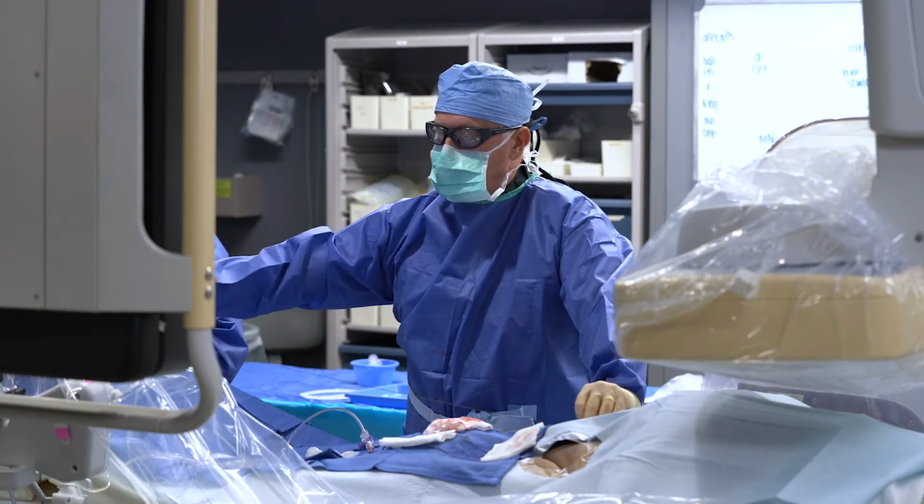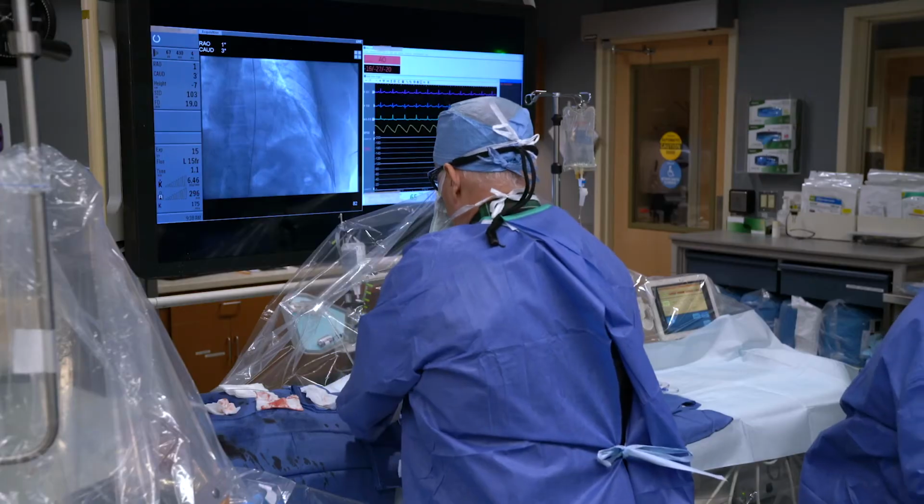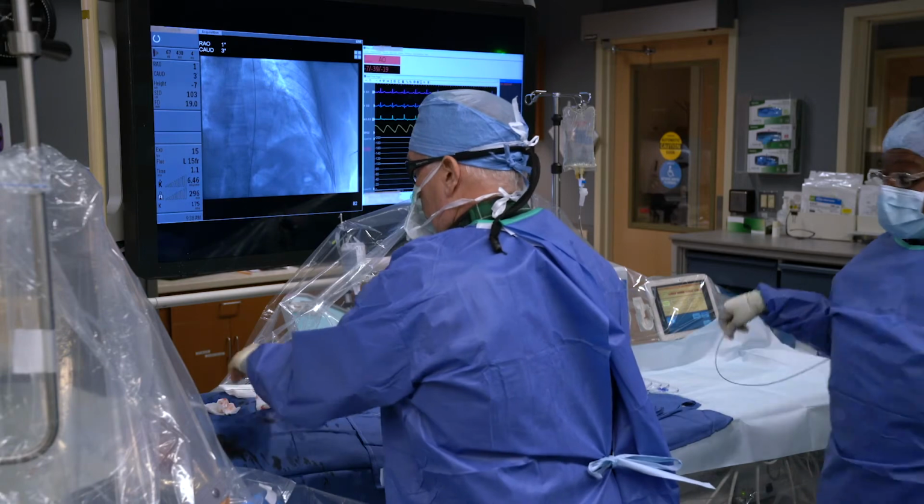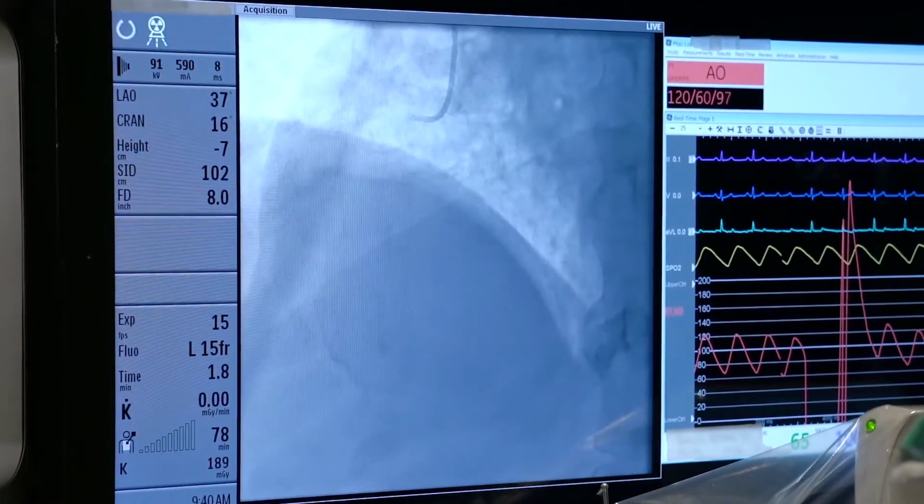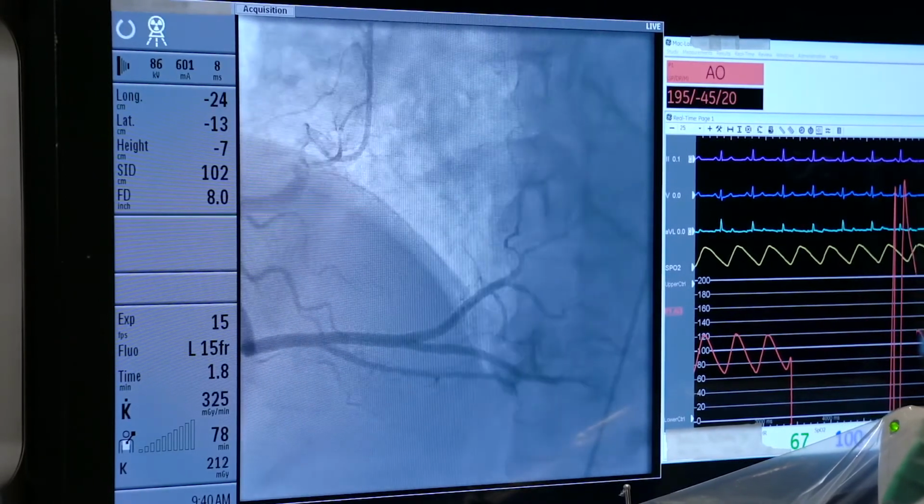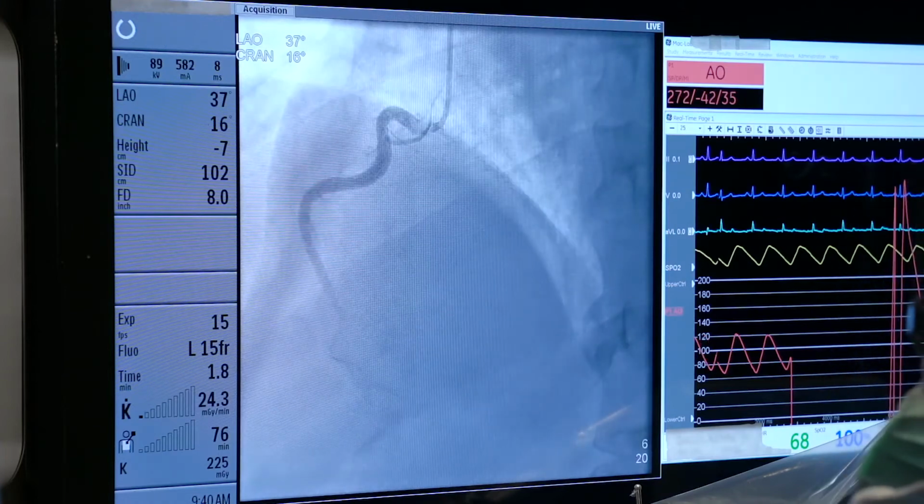So we're now exchanging the left coronary catheter for a catheter that was pre-shaped to give us information about the right coronary artery. Very good. Large right coronary artery.